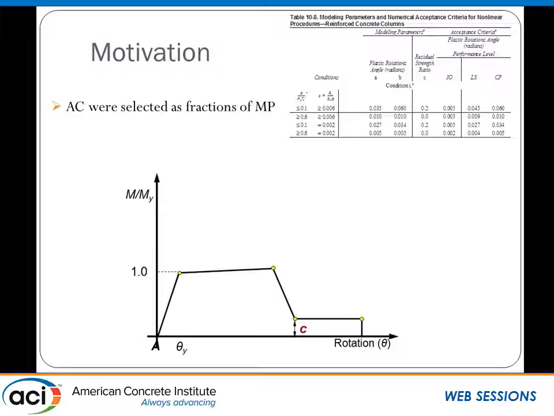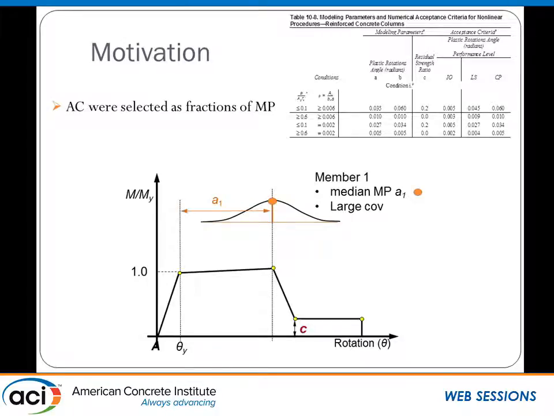Now, acceptance criteria, as I mentioned, are selected as fractions of modeling parameters. This is part of the table in ASCE 41-13 for columns. Looking at, let's say, the A value, it is 3.5% plastic rotation, and 6% plastic rotation for the B parameter. Life safety will put you at 75% of the B parameter, and collapse prevention will put you at the B parameter here. So they're defined as these fractions of those modeling parameters. So where is the issue here?